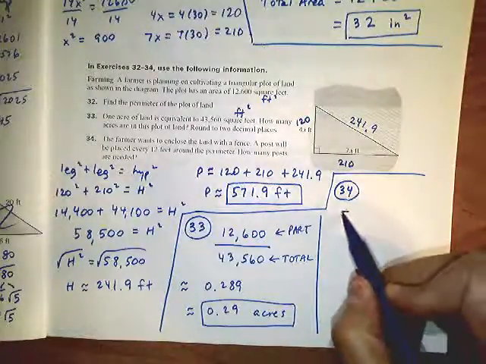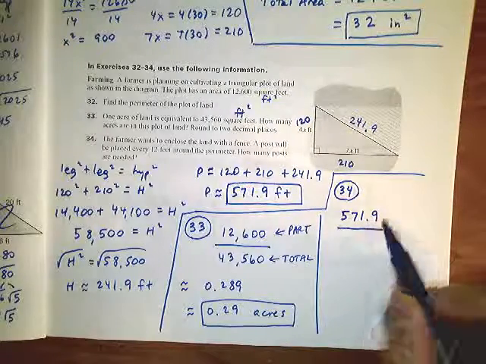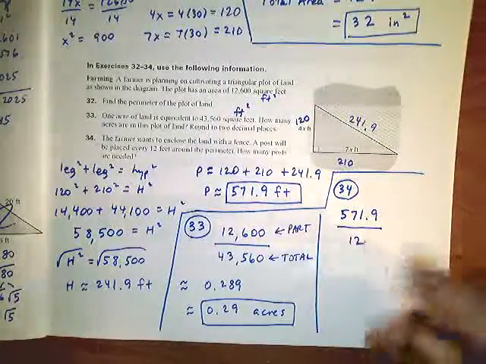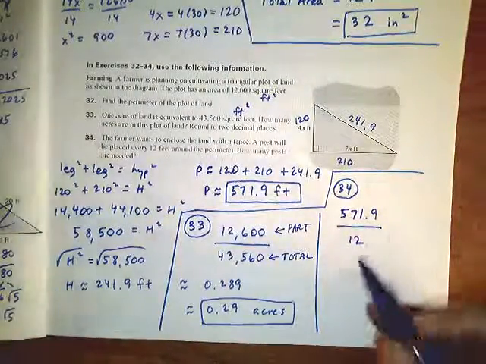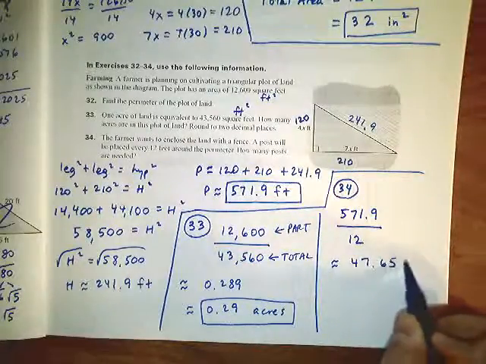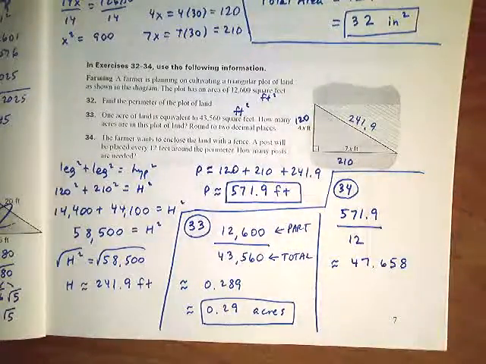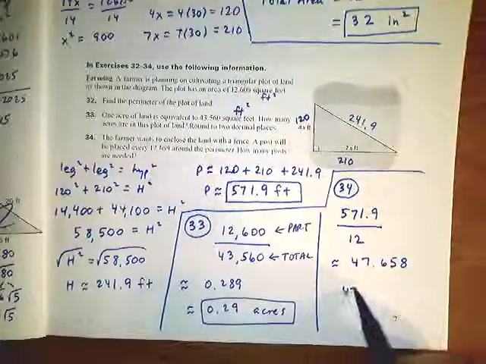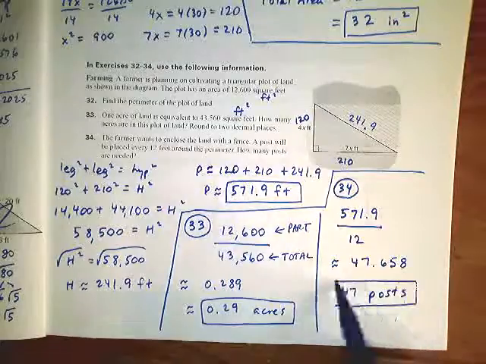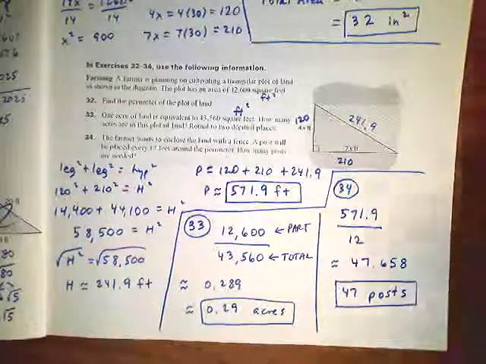Well, all we really have to do is take our total perimeter, which is 571.9 feet, and divide that by 12 feet, because every 12 feet we would put 1 post. And this gets us, when we divide it, 47.658. So that means we don't have enough space to put a 48th post, but we could certainly put in 47 posts that are 12 feet apart around the outside of this land.